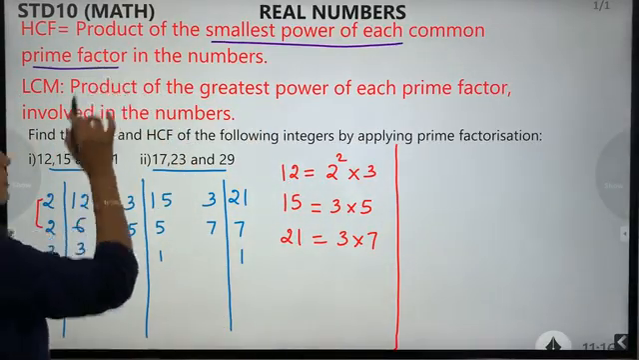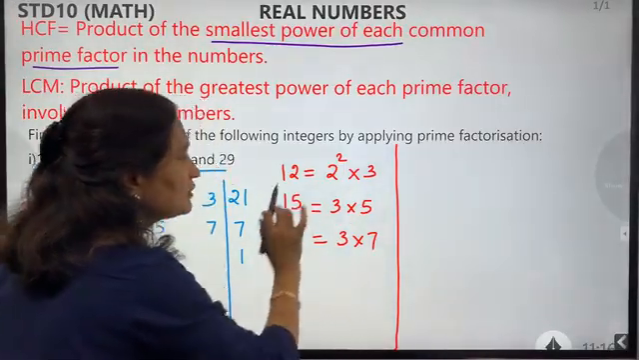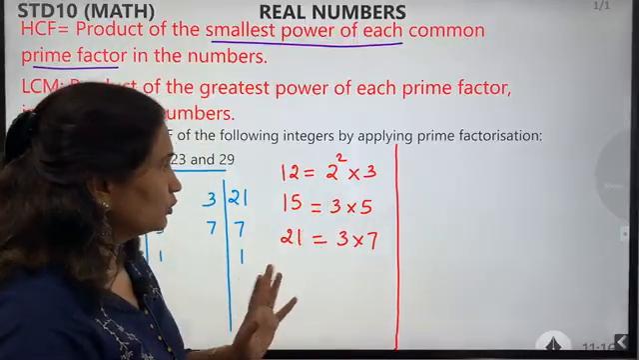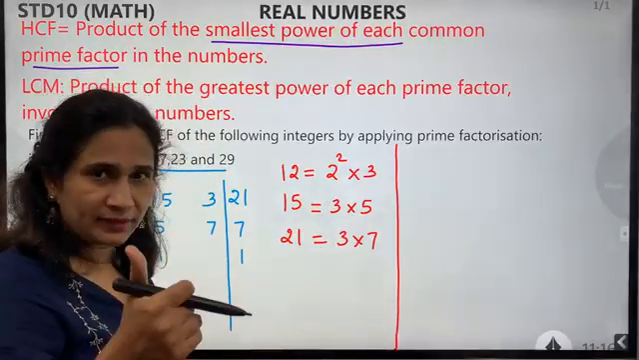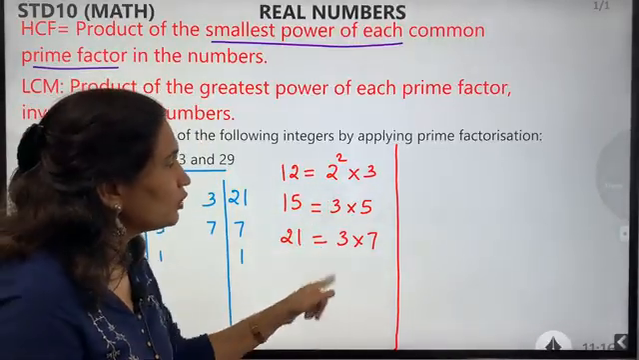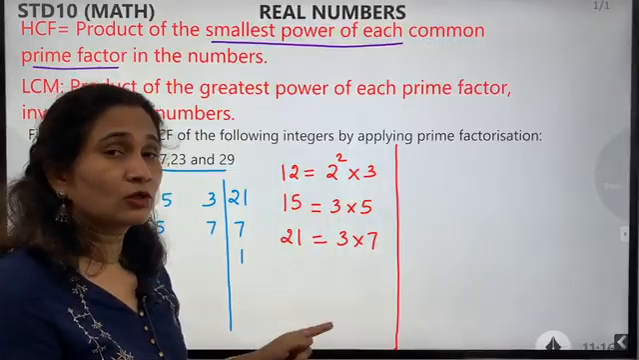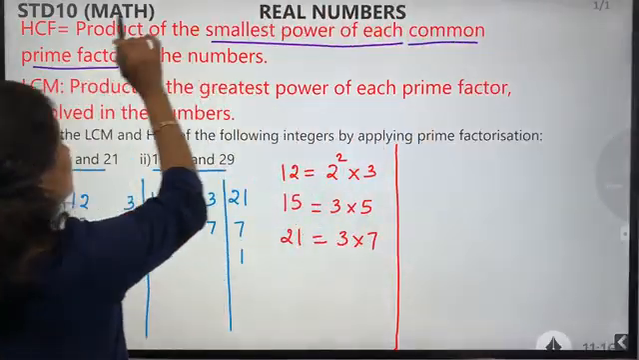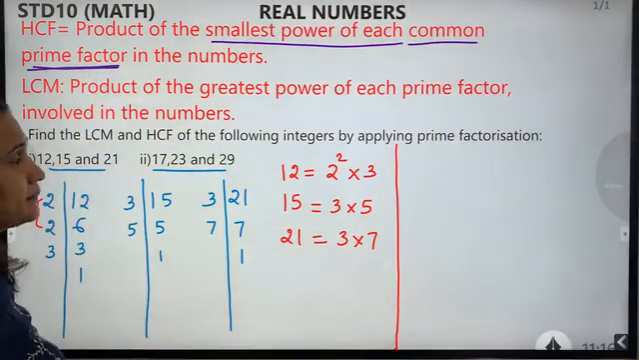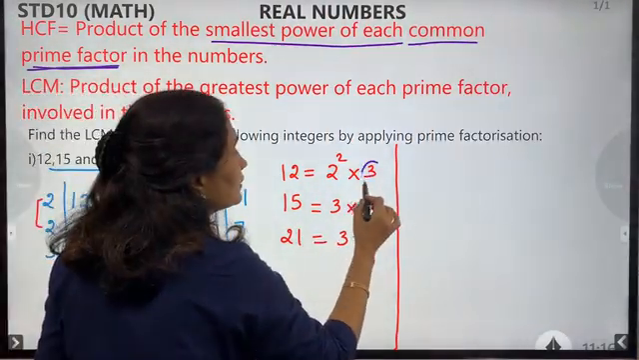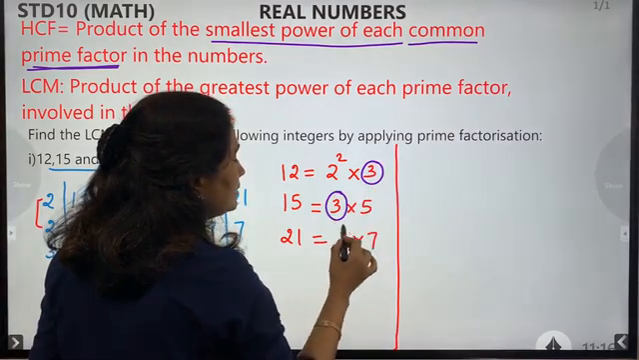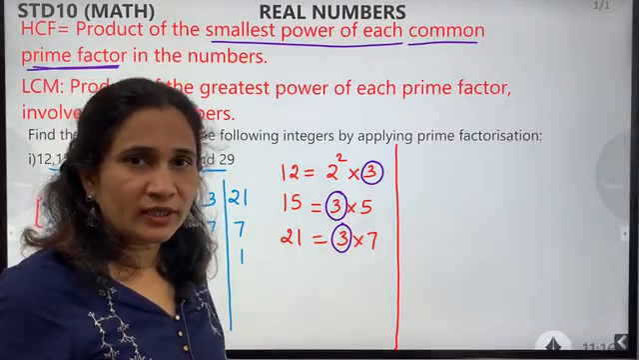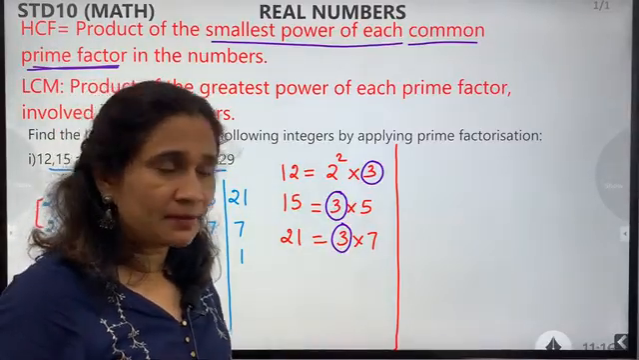Now let us see, children, which is the common factor to all of them? Is 2 common to all of them? No. Is 3 common to all of them? Yes. Is 5 common to all of them? No. Is 7 common to all of them? No. This word is very important, each common prime factor, right? So here I will do 3, 3 and 3, but we need to take the smallest power. Here there is no greatest power, everyone is having the same power.